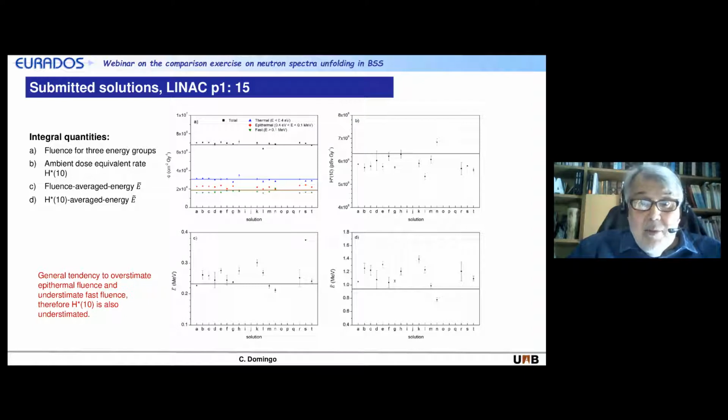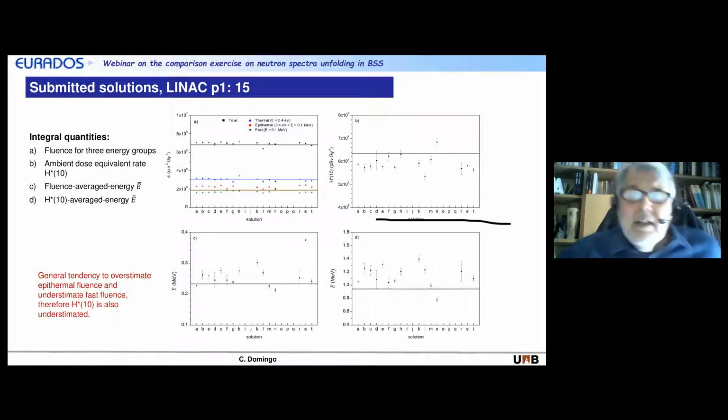But if we see the graph of the ambient dose equivalent values obtained from the fluence, then we see that almost all participants were low with the value they found.